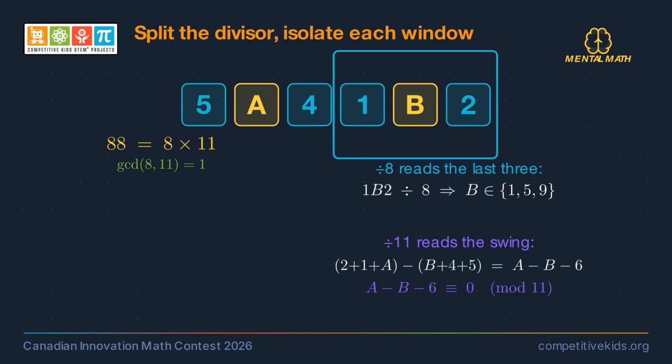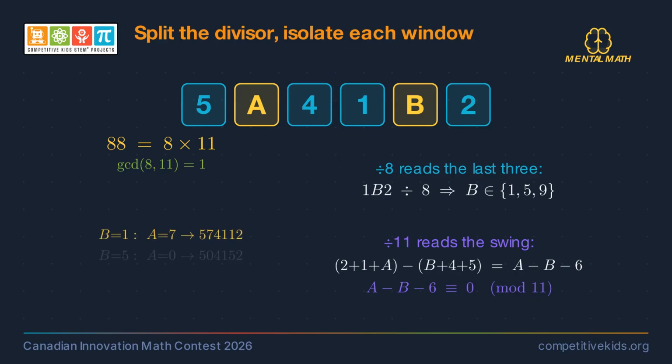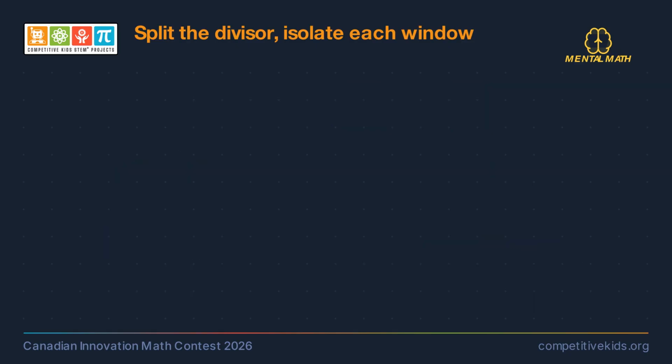That means remainder 0. Now intersect both windows. 3 pairs survive. A7, B1, A0, B5, A4, B9. Optimize last. The largest is 574112.